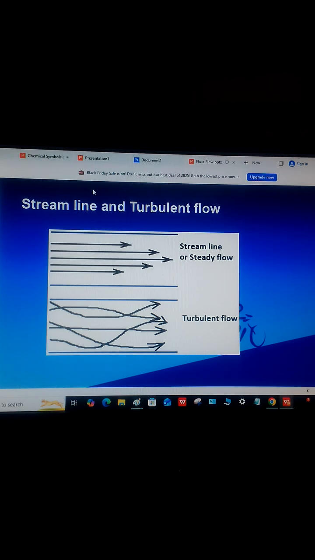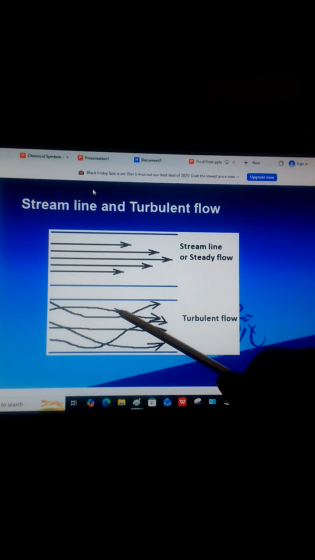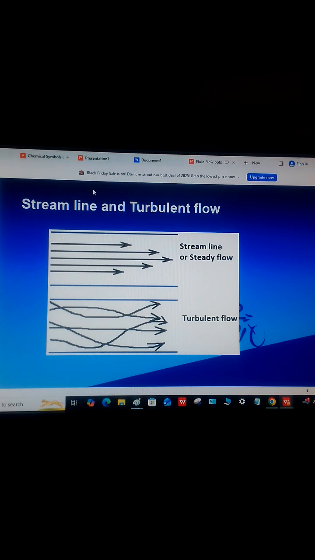The speed and direction of the fluid particles in turbulent flow passing at any point changes with the time. So if you choose any point in turbulent flow, you find that the particles moving at that point, their speed and their direction changes with the time.